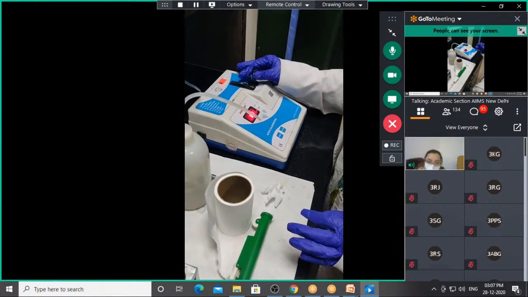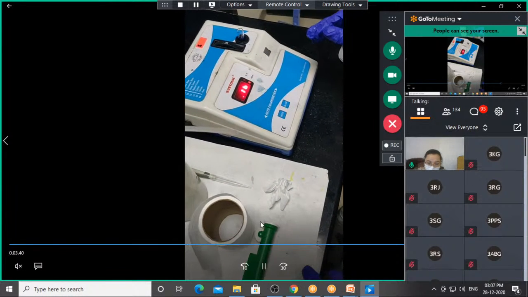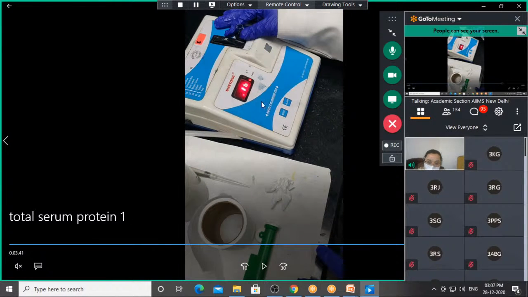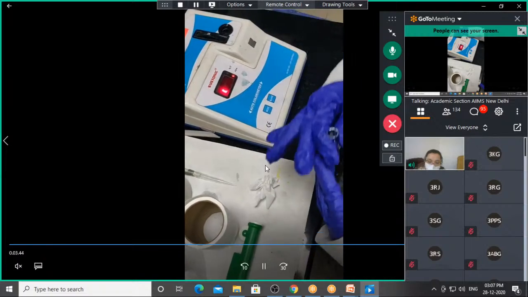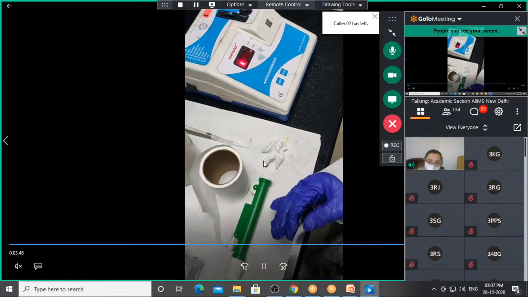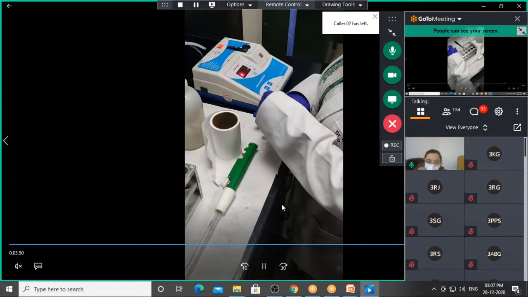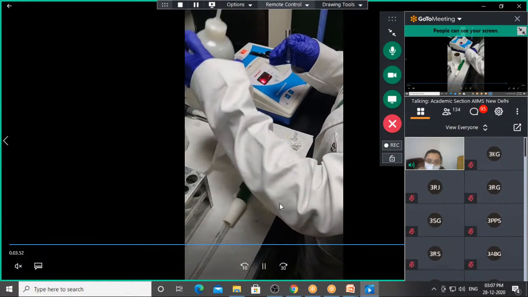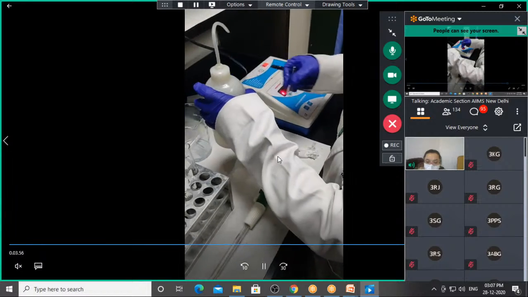Now I am taking the reading of the standard. You also have to note down this value. Okay, 0.16, this is the standard value for calculation. Then again I will wash this cuvette with double distilled water and wipe it.